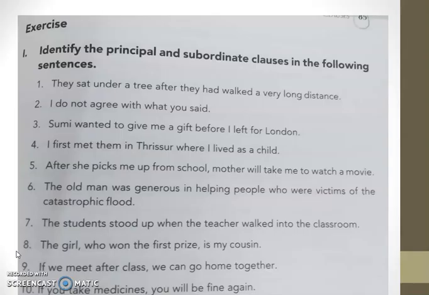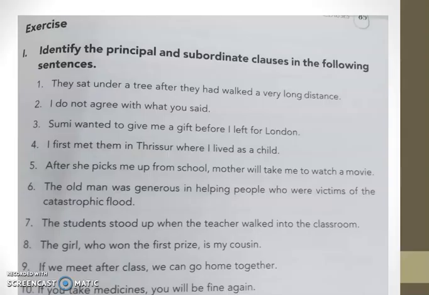Now, there are certain questions to be answered here. This is a practice activity from your textbook. Identify the principal and subordinate clauses in the following sentences. So the principal clause is the main clause or the independent clause, and the subordinate clause, you know, it is the dependent clause. So let's look at the questions.